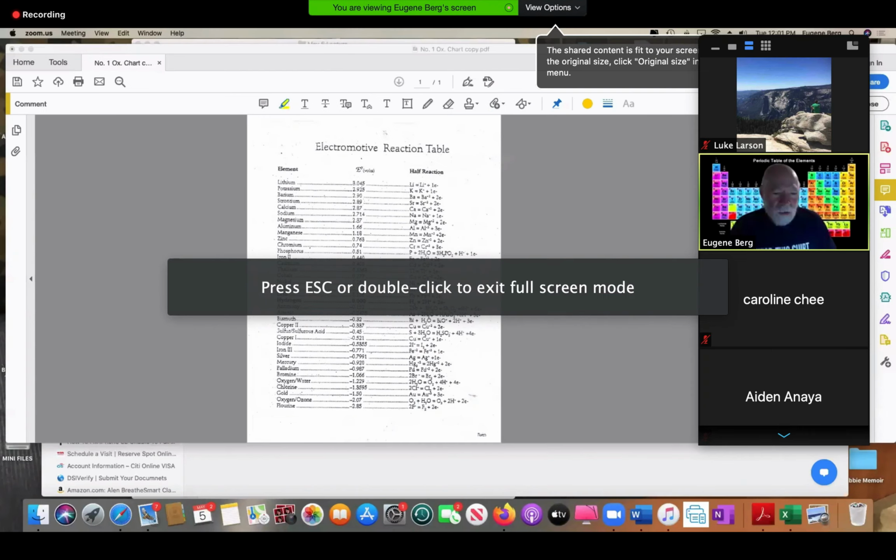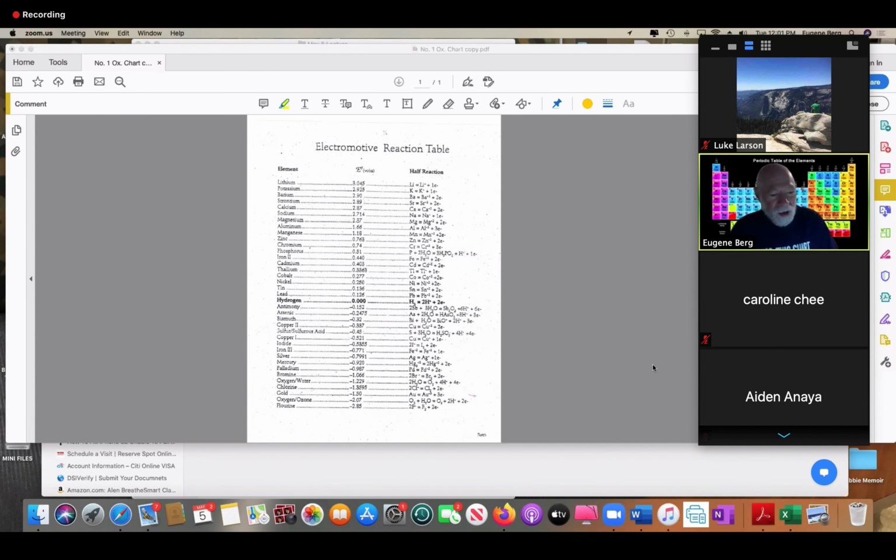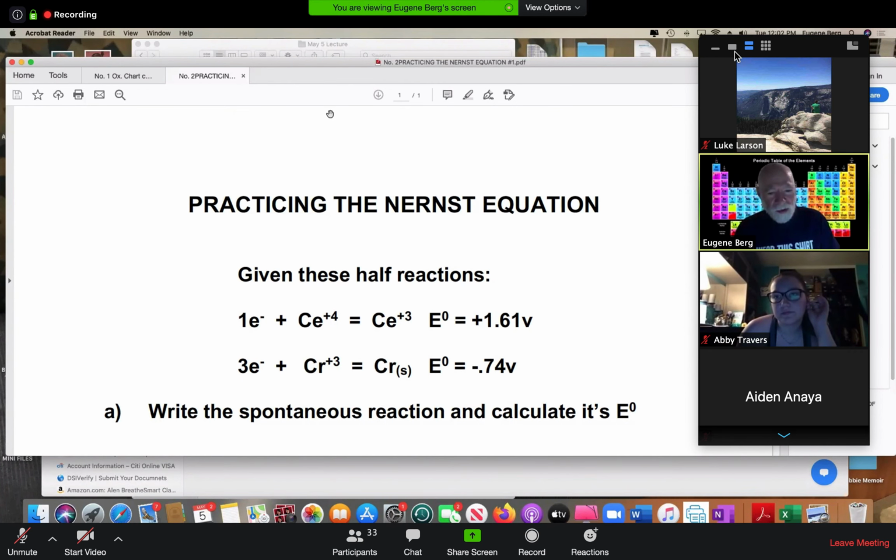Okay, by this time you're probably sick of this particular chart, but hopefully you've got a copy of it in front of you because we're going to need it a lot today. And remember, you're allowed to use it during your final. Matter of fact, you want to have it for the final. It has a lot of information you're going to need during the final itself. So let's practice the Nernst equation.